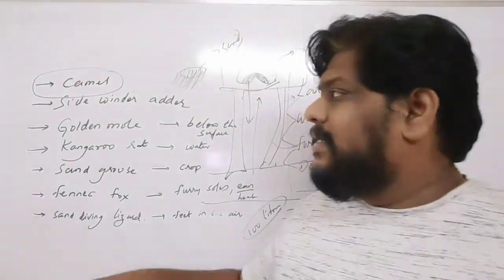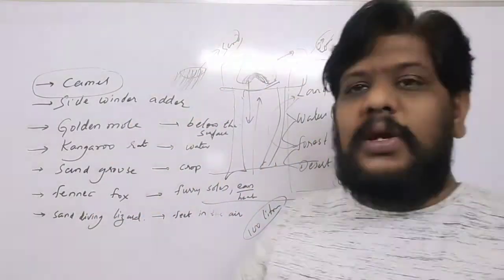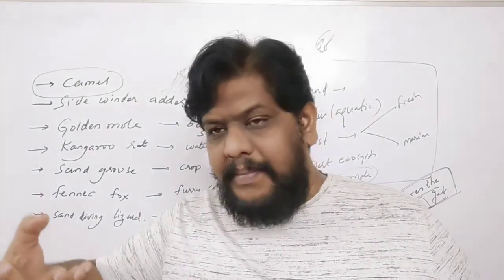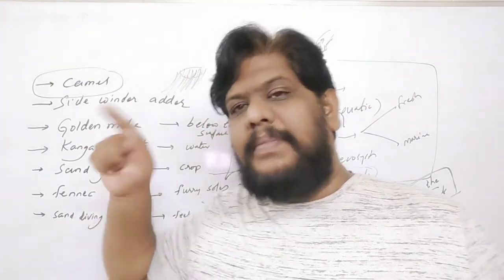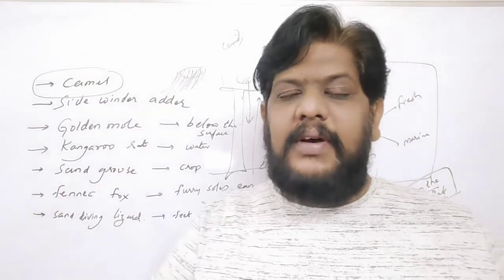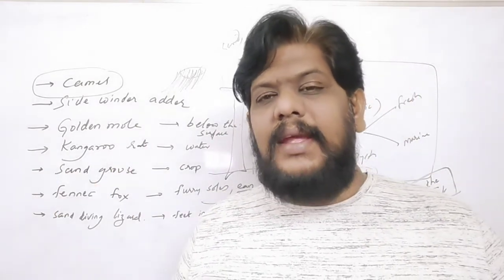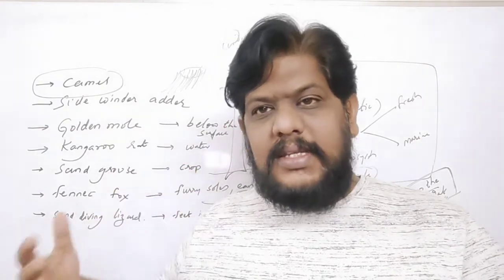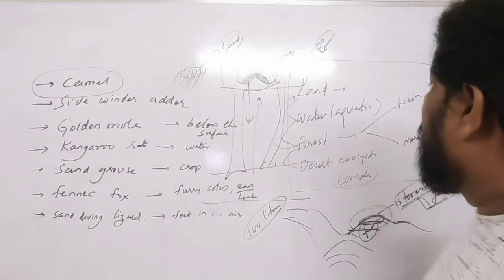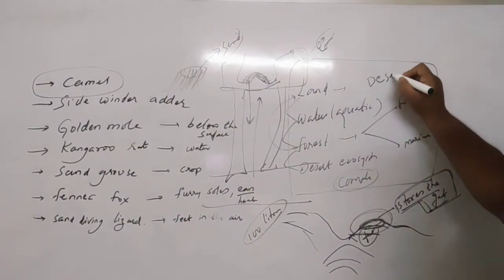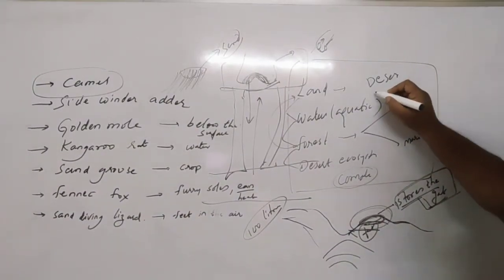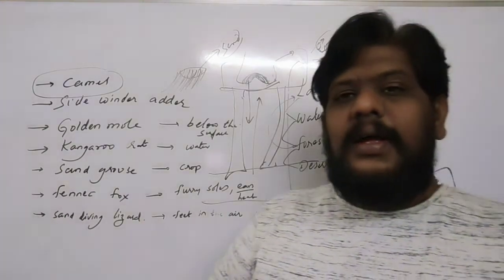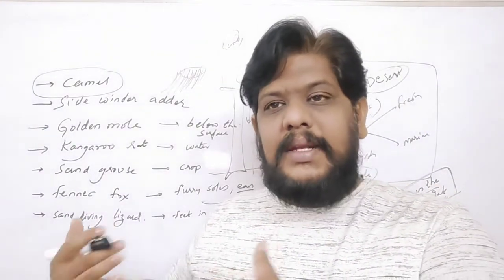So you can see these many adaptations only in the camel. Because it is a desert animal, it should adapt its body to live there. These adaptations are not at all required if it has to come to a land ecosystem. In a terrestrial ecosystem, these kinds of changes are not at all necessary. But only because it is living in the desert region, it needs different kinds of adaptations. That is how they adapted their body.